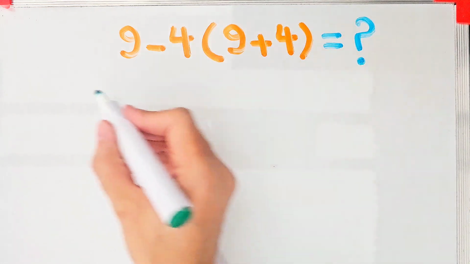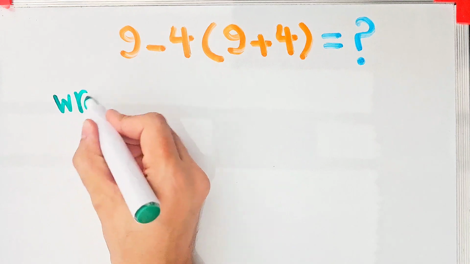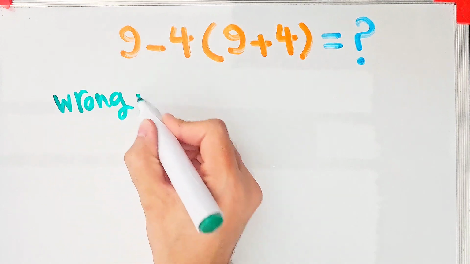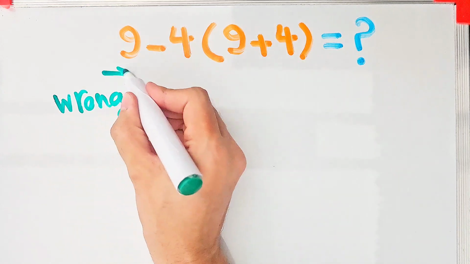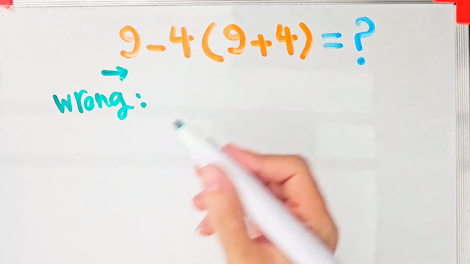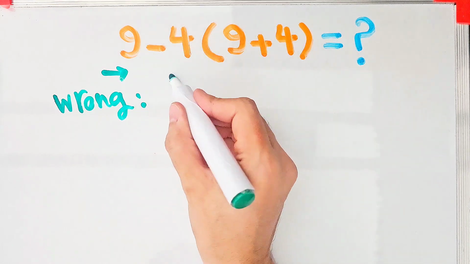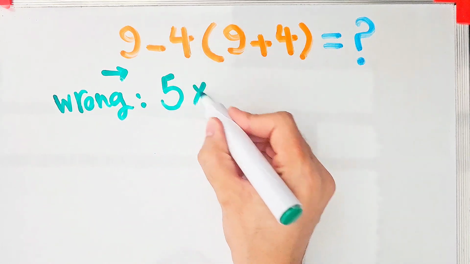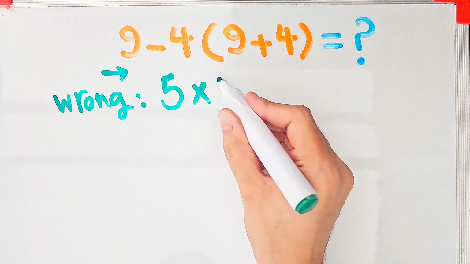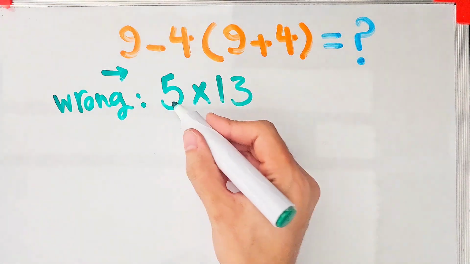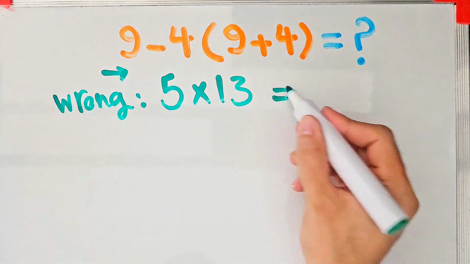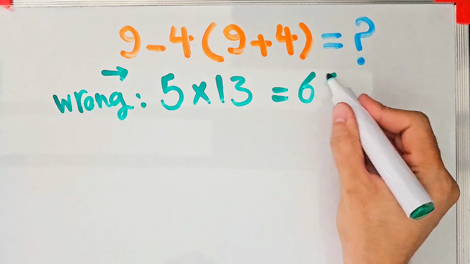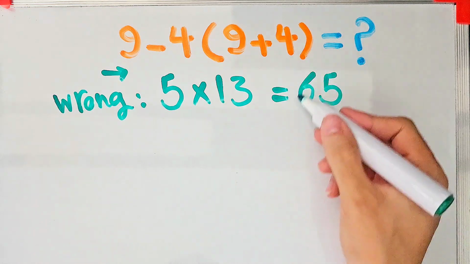In the wrong way of solving this question, some people start from the left side of the question and simplify, and they don't pay attention to the priority of the mathematical operations. 9 minus 4 equals 5. 5 times 9 plus 4, that equals 13. 5 times 13 equals 65, but this answer is not correct.